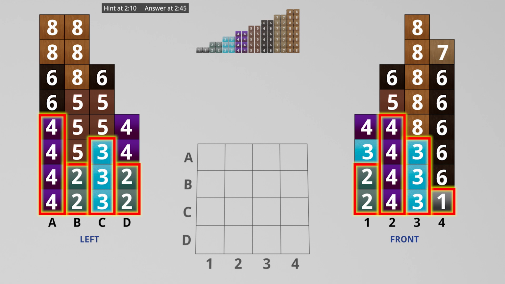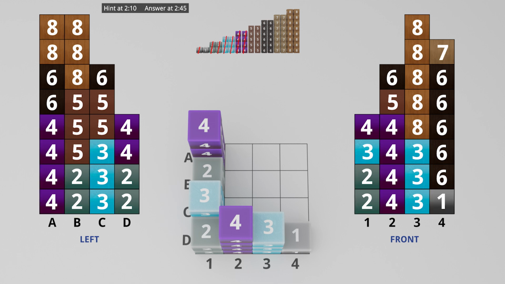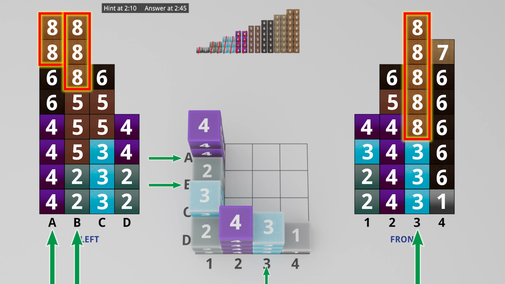Blocks that are closest to you are not hidden behind other blocks, so from the front view, we know that these stacks will be visible. From the left view, we know that these stacks will be visible. We can mark off the stacks we use as we go. The stacks of 8 blocks are the tallest, so they can't be hidden behind other blocks. That means we should be able to see them in both charts. In the front view, only column 3 has 8s, and from the left view, both rows A and B have 8s. Therefore, the stacks of 8 must be in these positions.